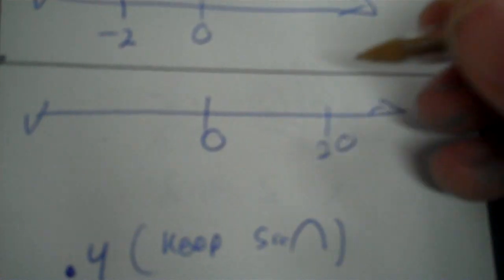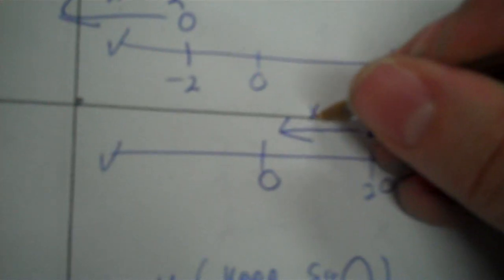Okay, so keep it times 4, gets rid of the divide by 4 times 4. So you have x, 5 times 4 is 20. Okay, so we have 20, we close the circle, and it's less than, so it can be 20 or anything less.